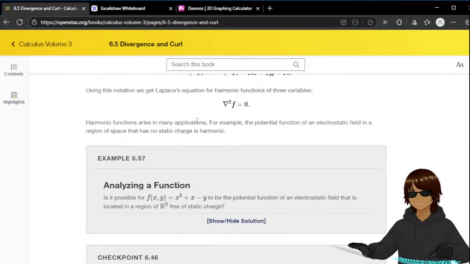Harmonic functions arise in many applications. For example, the potential function of an electrostatic field in a region of space that has no static charge is harmonic.